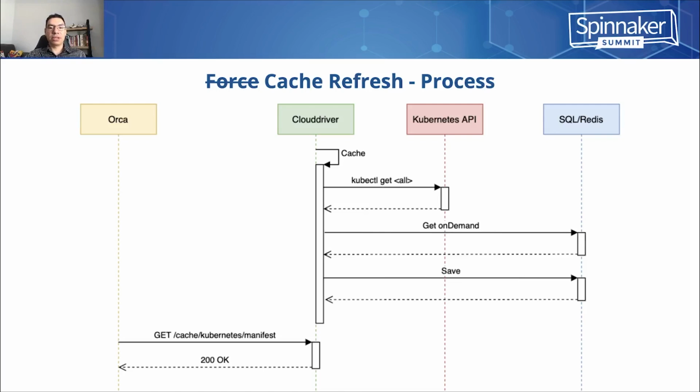As we can see here, this force cache refresh task depends on a full caching cycle for the caching agents to be completed. When you have a small number of Kubernetes accounts, there's not a problem because this can usually complete within 30 seconds. But as soon as you keep adding more and more accounts, this process can take more time.